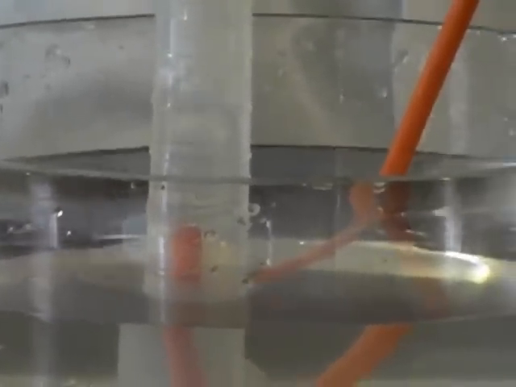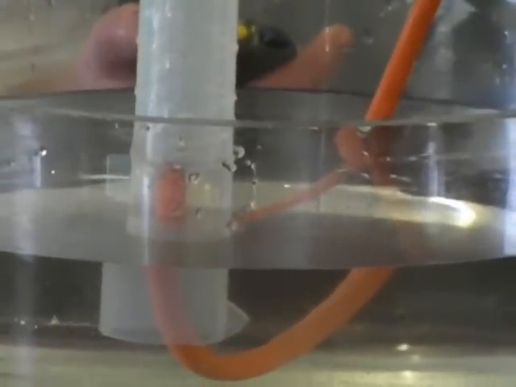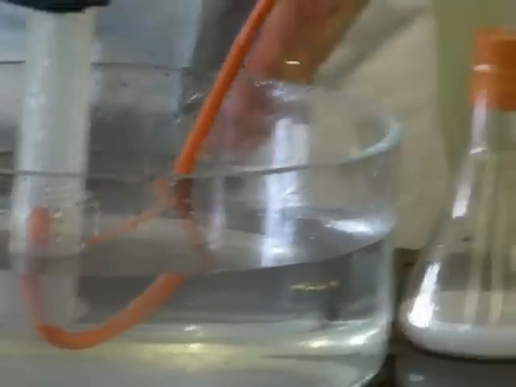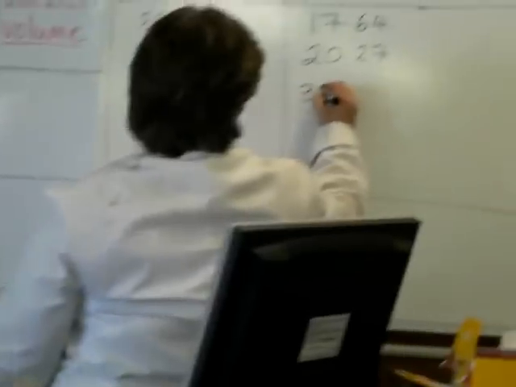There we go. Carbon dioxide is not very soluble in water, so that's quite a good thing for collecting it over water. There we go. 32.91.